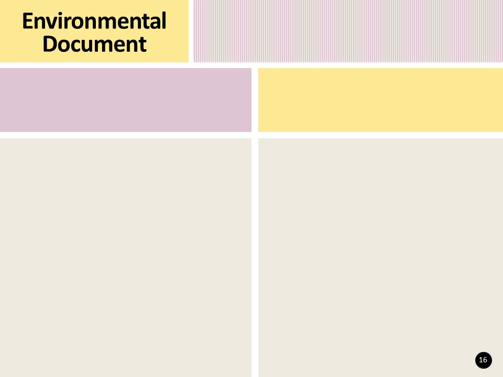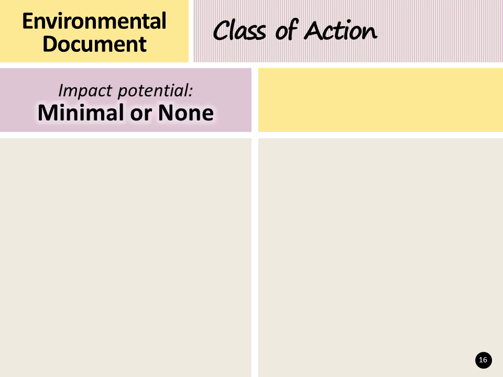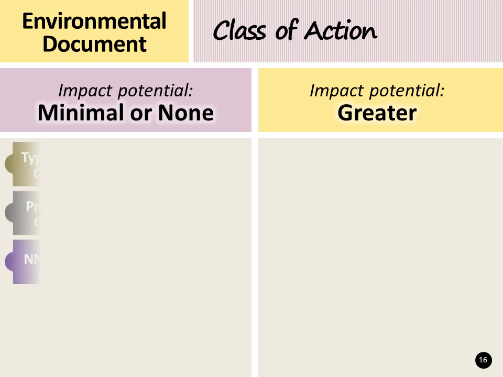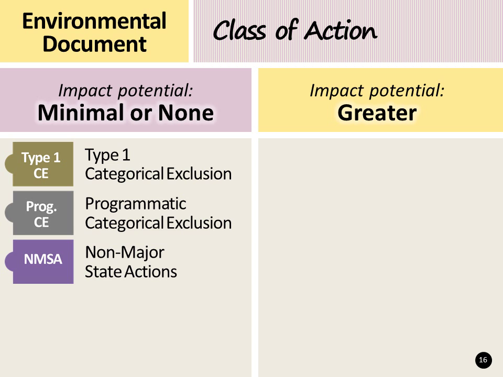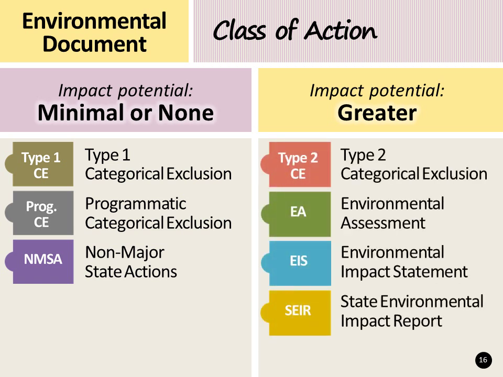The SCE evaluation supports development of an environmental document as prescribed by the project class of action. Projects for which SCE evaluations are prepared include those with minimal to no impact potential and those with greater impact potential. Under the low impact potential category include Type 1 and programmatic categorical exclusions and non-major state actions. Projects with greater impact potential include Type 2 categorical exclusions, environmental assessments, environmental impact statements, and state environmental impact reports.